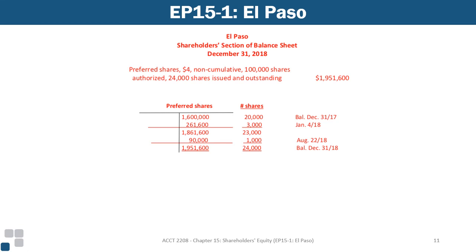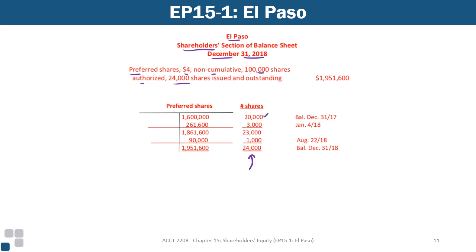Now we'll go through and show the preparation for the presentation of the final balance sheet. We're just going to do the shareholders' equity section of the balance sheet for El Paso at December 31st, 2018. We do these in the correct order. So we have some preferred shares, $4 non-cumulative, 100,000 shares authorized, 24,000 shares issued and outstanding. And we know this because if we kept a T account for our preferred shares and all the transactions, we need to make sure that we have the correct number at the end.